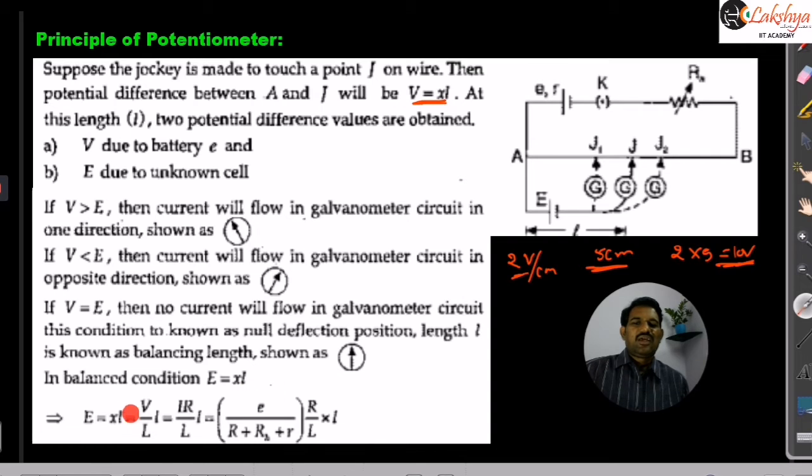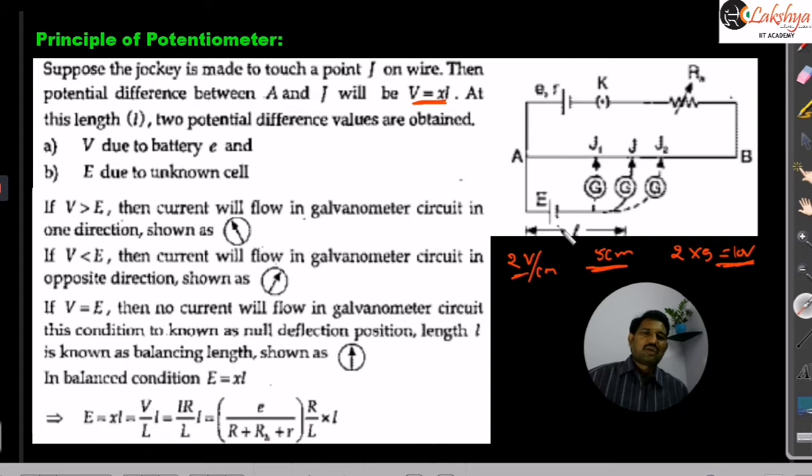And you can substitute that X value by using our previous potential gradient expression. Then this is the EMF of the cell here. Now from this EMF of the cell you can observe that all these are constant values here. This all belongs to the primary circuit, right? Except this small L, you can observe that everything remaining in this expression depends on the primary circuit.